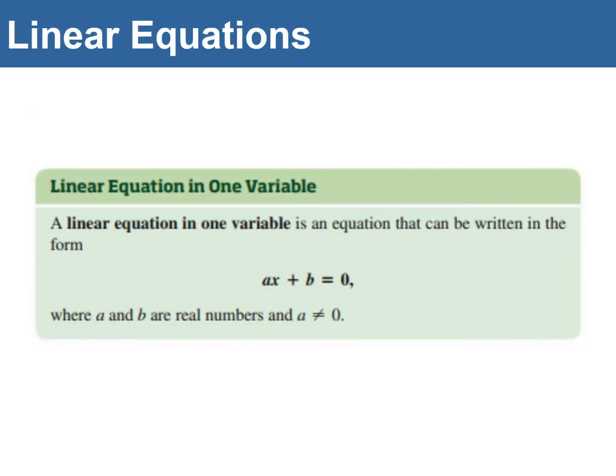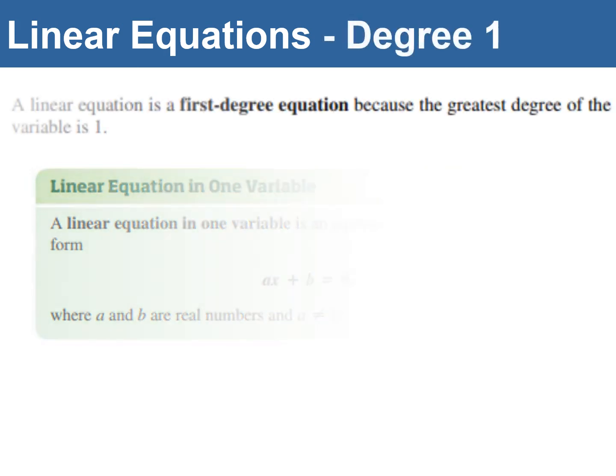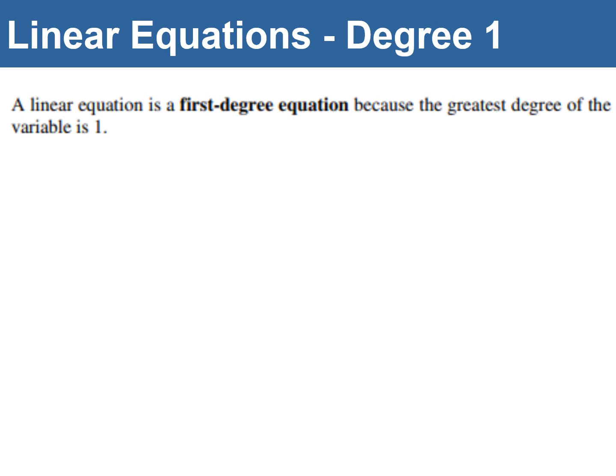Now, a linear equation just means it can be written in the form ax plus b equals 0. We have only one variable, and that variable is x. A and b are real numbers, and a cannot equal 0. A linear equation is also called a first degree equation because the highest power is 1. So when we say ax plus b, the power of x is 1.